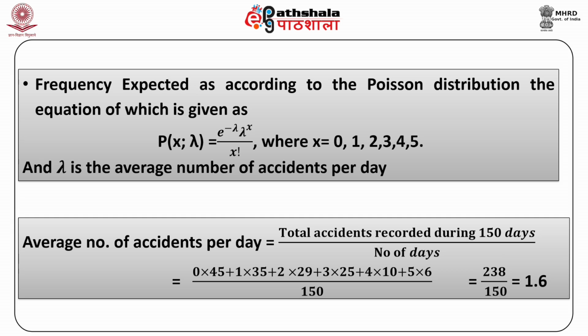So how do you find it out? We multiply each outcome with the corresponding frequency and divide by the number of days. This comes out to be 0 into 45 plus 1 into 35 plus 2 into 29 plus 3 into 25 plus 4 into 100 plus 5 into 6, divided by 150. So this is equal to 238 upon 150, and therefore we get a value of 1.6. So our lambda is now equal to 1.6.